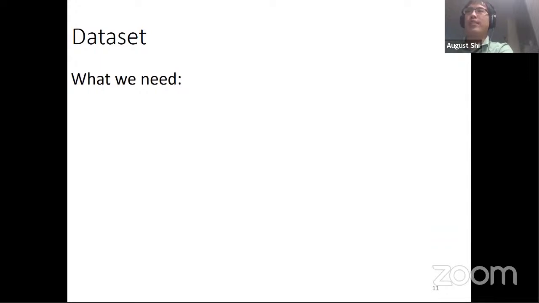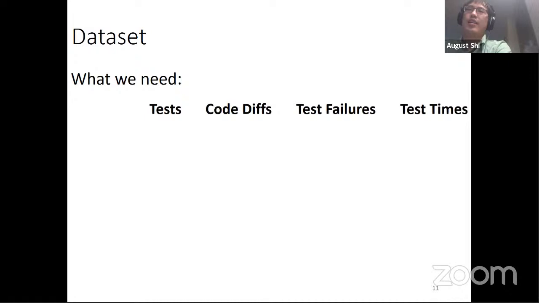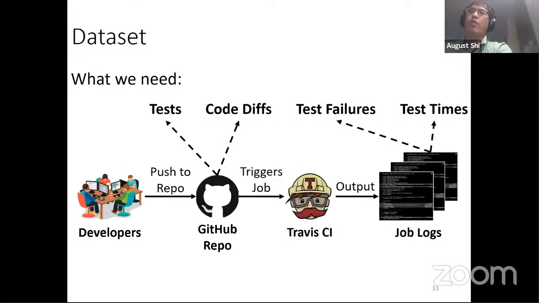All right, so let's start with the data set that we want to collect. What we actually need from this data set is tests, obviously. We're going to need the code diffs. We need the test failures for the sake of our evaluation, and the test times. And what's nice is that we can collect all this information based on the workflow that developers now typically follow in open source, where they have their projects hosted on GitHub.